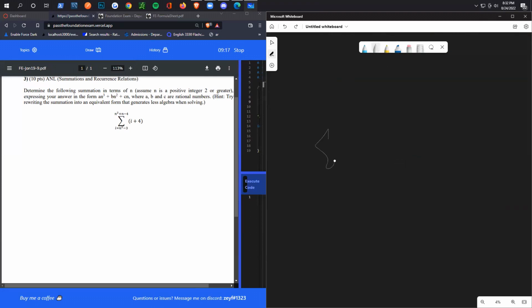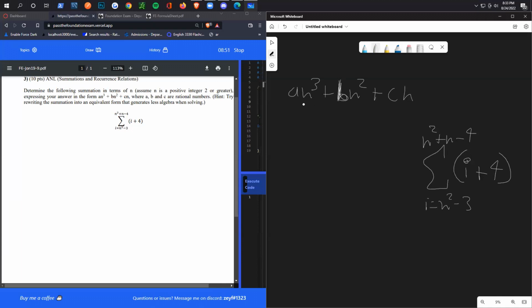So they give you this summation. They give it to you as the sum from i equals n squared minus 3 to n squared plus n minus 4 of (4i plus 4). And by the way, they want our answer in a format such as this, a form with a and b. My b's look like 6s, but there we go. So this is going to be the final form.